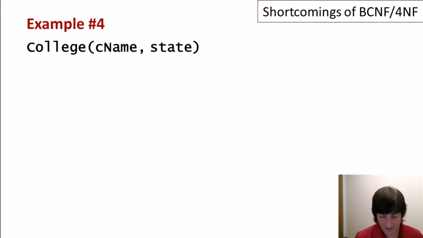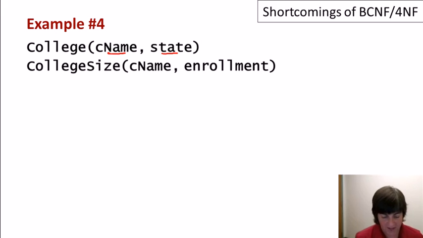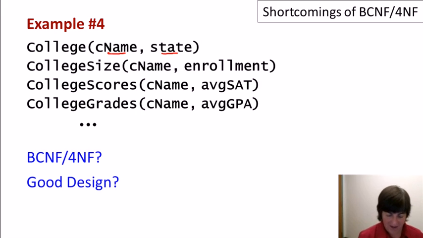And here's our final example. This time let's talk about college information. So we have a college and the state it's in. Let's suppose we have some other information and we decide to put it in separate relations. So we have the size of the college, the number of students in the college, and we might have the average SAT score for each college, the average GPA for each college, and maybe some additional relations, each containing one fact about the college. So are all of these relations in Boyce-Codd normal form or fourth normal form?